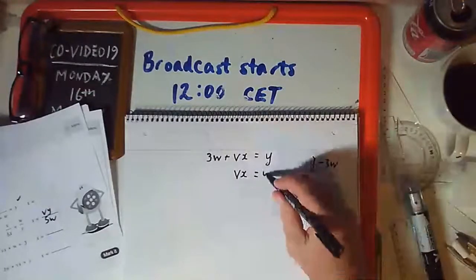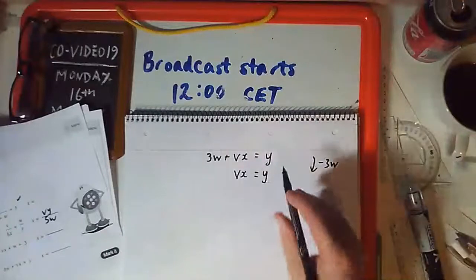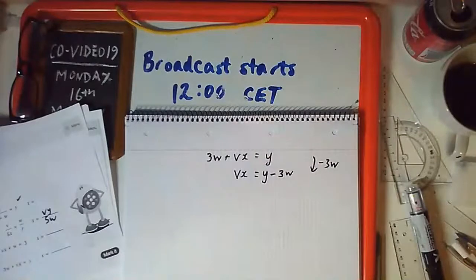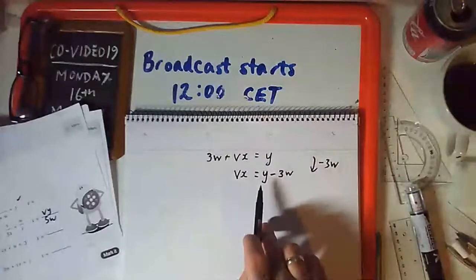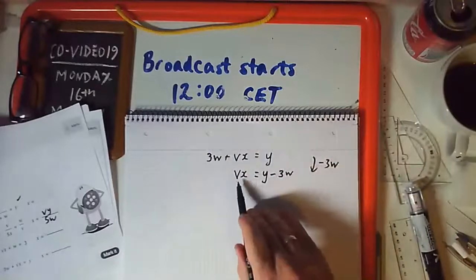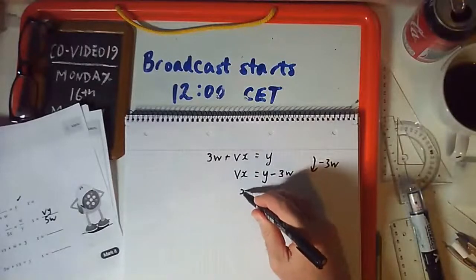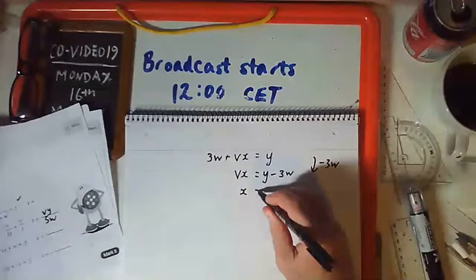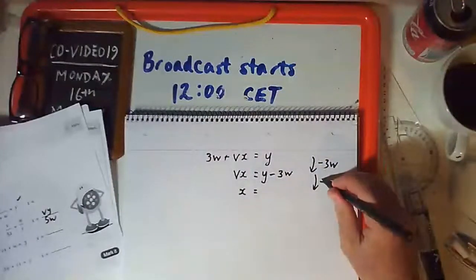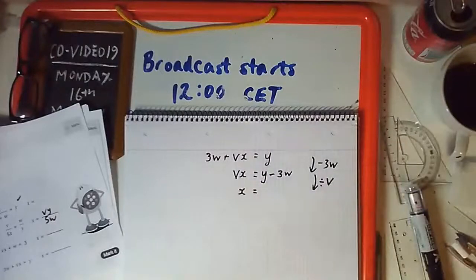But I need to do the same on the other side as well. So y that was there before becomes y minus 3w. Okay, so vx equals y minus 3w. I don't want to know what v times x is. I want to know what x is on its own. So to get from v times x to x on its own, I'm going to divide everything by v.